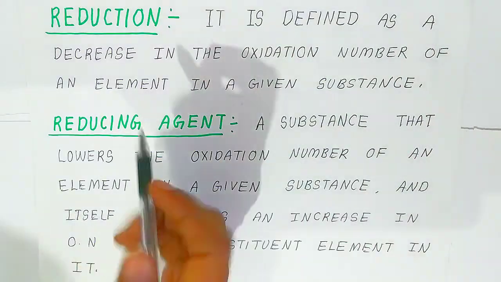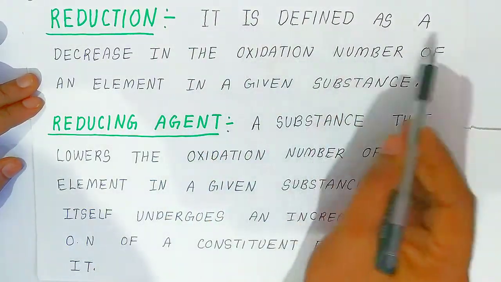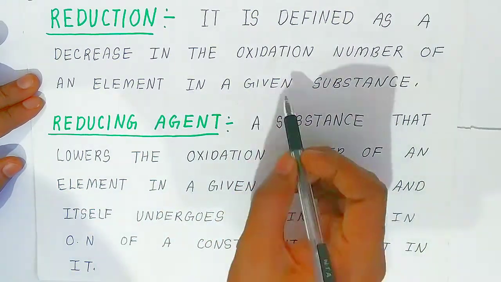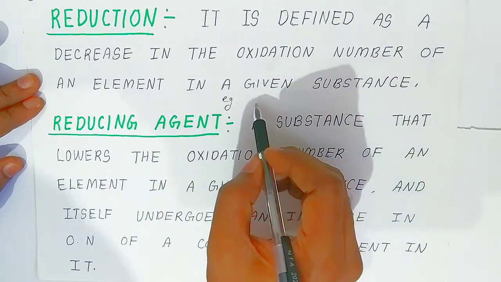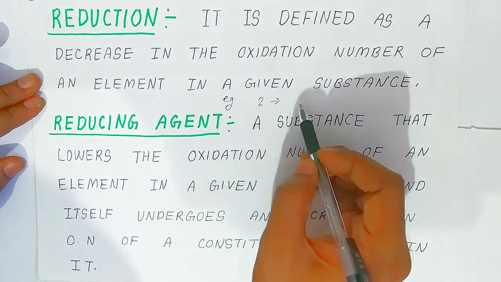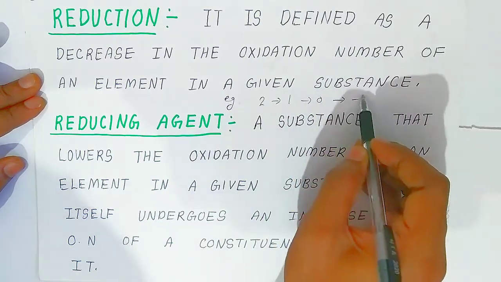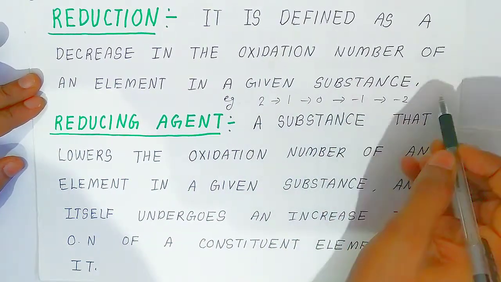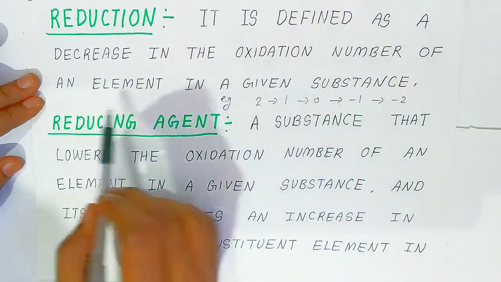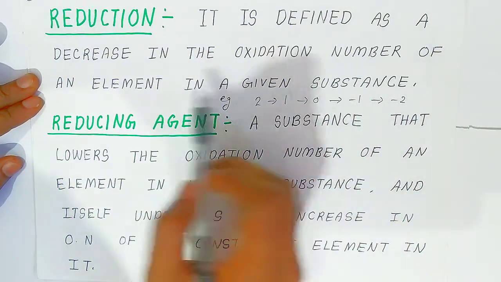Now students, we are going to define reduction. It is defined as the decrease in the oxidation number of an element in a given substance. Suppose I write in decreasing order, that means suppose 2 is there. From 2, the oxidation number goes to 1, then 0, then -1, then -2. So this is the decreasing order which I have written. It is defined as decrease in the oxidation number of an element. This is called reduction.